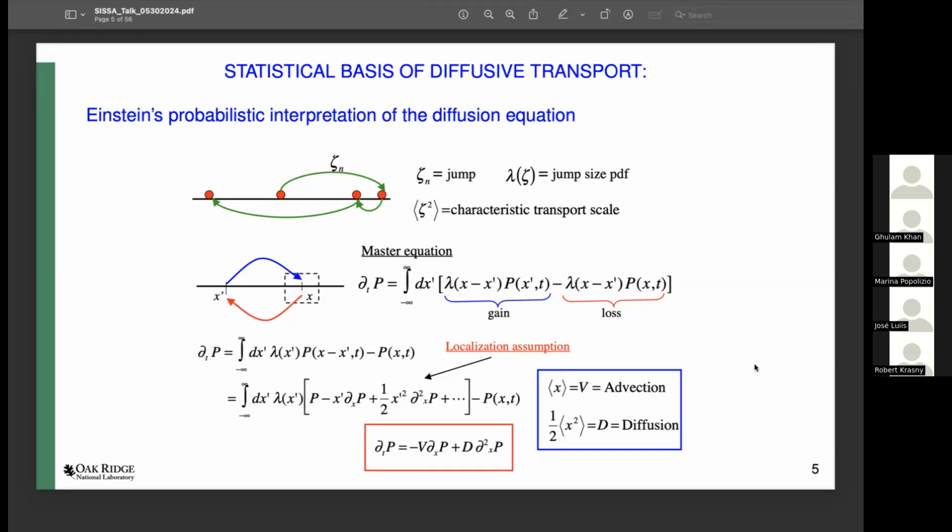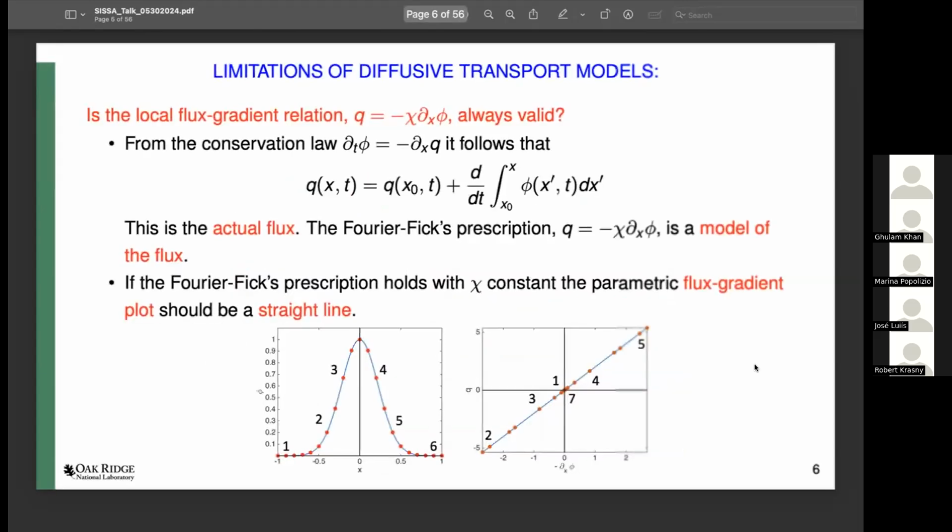But that rests on a very critical assumption that lambda, the jump distribution, is very highly localized around zero, right? Which is the case in what we call local processes. So what I'm going to discuss now is a series of instances to actually try to dig a little bit deeper. What is the thing that is underlying the diffusion equation? So on one end is this local flux-gradient relation, and people use it so much that people outside our community believe that it's almost a law, but we know this is an approximation.